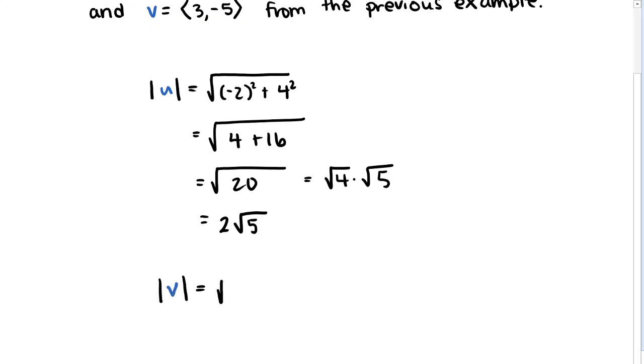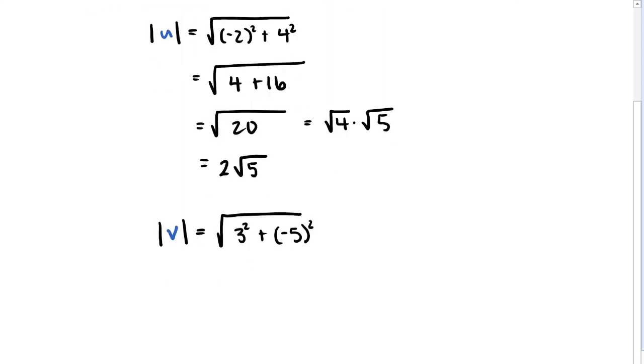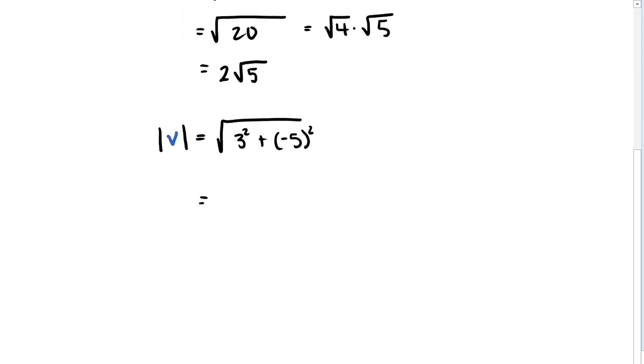Well, this is equal to the square root of 3 squared plus -5 squared. Right, so this is going to give us the square root of 9 plus 25, which is the same as the square root of 34. And there's no perfect square that divides 34, so this is as good as we're going to get.